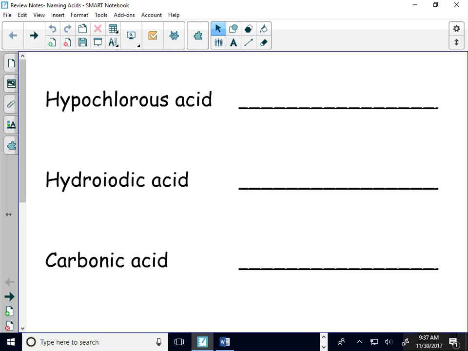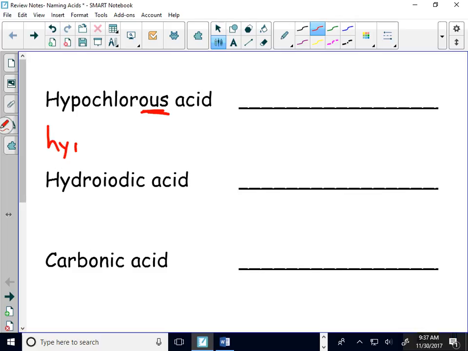That's hypo. So, I look at this. I know it's an acid, obviously, because it says acid at the end of it. So what I need to immediately do is look at my ending. My ending is what? OUS. Okay? OUS tells me that the anion ends in what 3 letters? ITE. So this is hypochlorite.